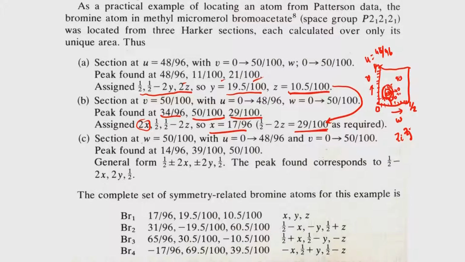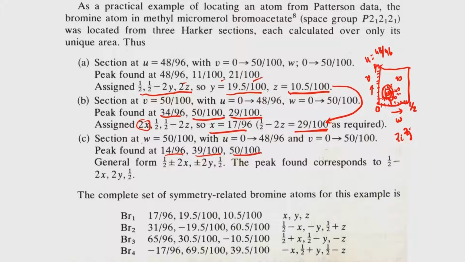So, similarly, you work out the w section, and therefore, you get the value 14/96, 39/100, 50/100 as the 2x, 2y, 2z, the solution as half plus minus 2x, half plus minus 2y and half, and then you get the values corresponding to that.